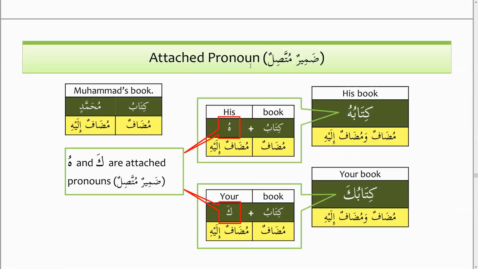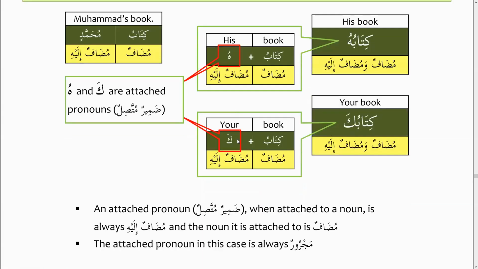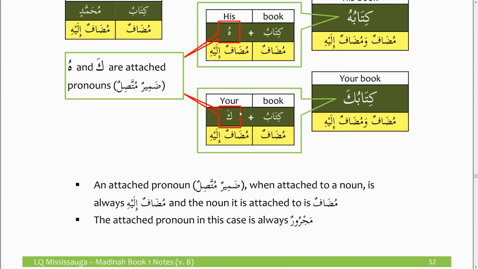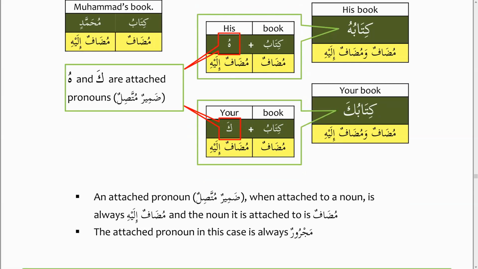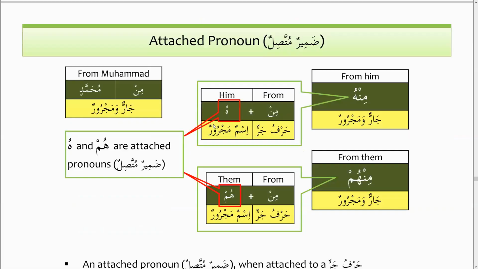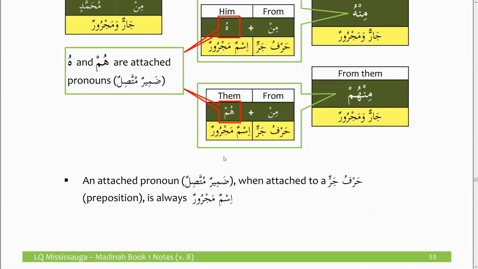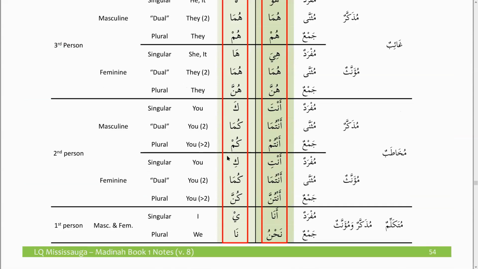We've learned about attached pronouns, kitabuhu. This is an attached pronoun. When a pronoun joins a noun, it becomes mudaf, mudaf ilayhi. Right? Kitabuka, kitabu Muhammadin, mudaf, mudaf ilayhi. We've learned about this, right? His book, your book. And we learned in the previous lesson kitabuha, her book, and kitabuki, your book for feminine. Minhu, minhum, this is also an attached pronoun. So there are 14 attached pronouns and 14 detached pronouns. These are all the pronouns.